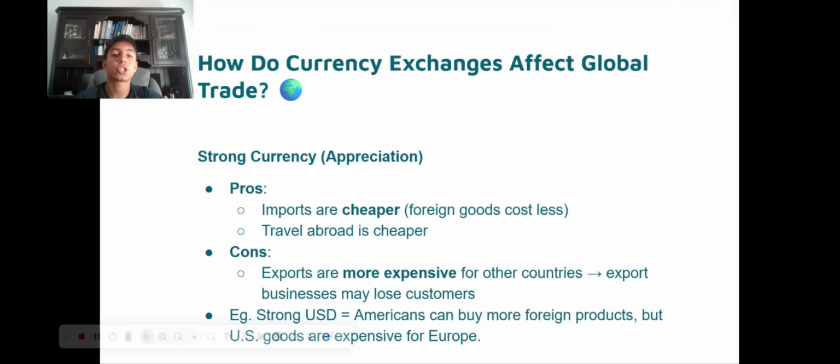Now let's talk about how exchange rates affect global trade and tie it all together. So, if you have a strong currency, the pros are cheaper imports. Electronics, clothes, cars from abroad cost less. Also, traveling is more affordable. Your money goes further in other countries.